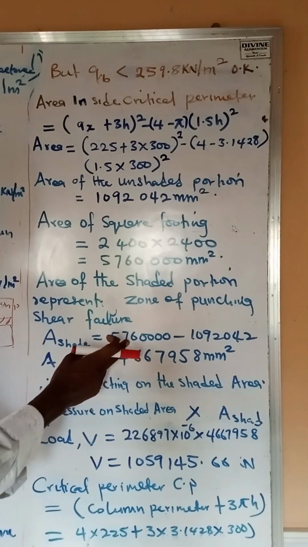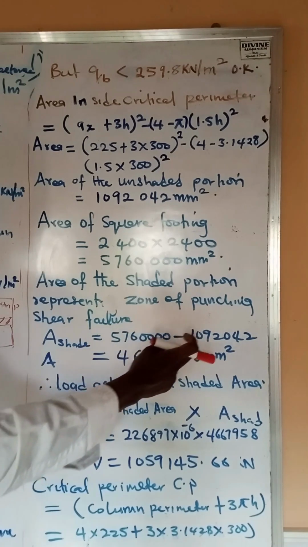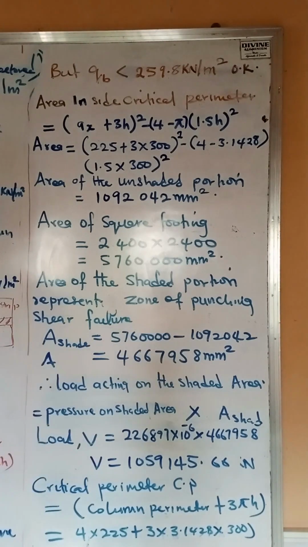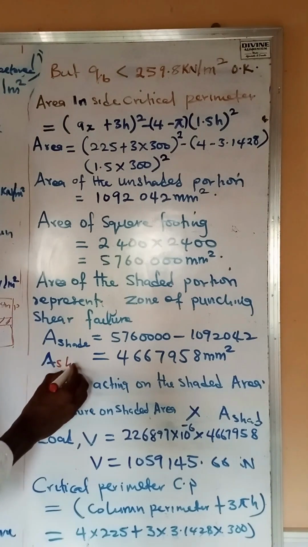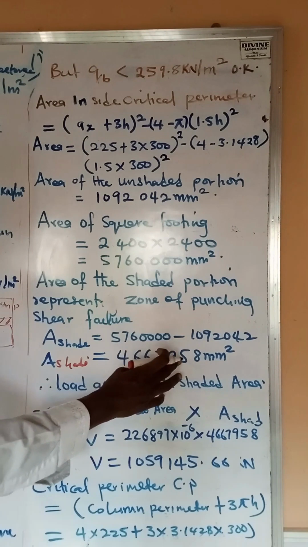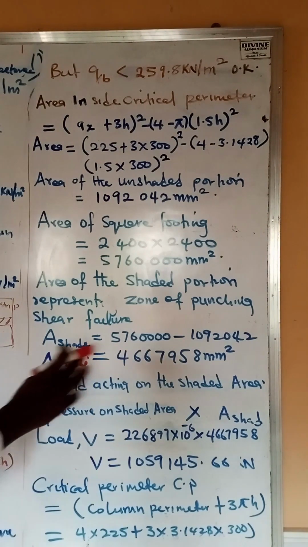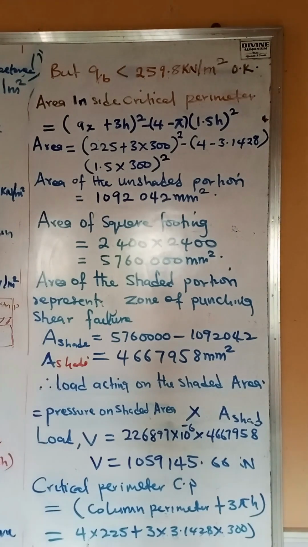That area becomes the total area of the square footing minus the area of the unshaded part, and that gives us the area of the shaded part. Okay, that is 46679 58 mm square. All right, now this is the area we're interested in. Now what will be the equivalent load that is acting on this area if we have the total pressure acting on that area to be 226.85?